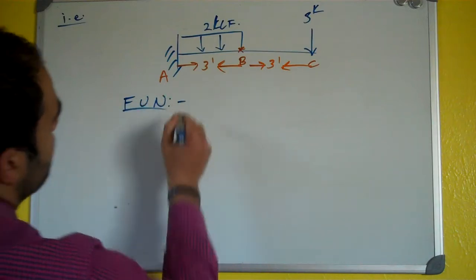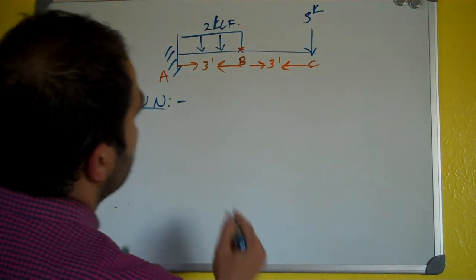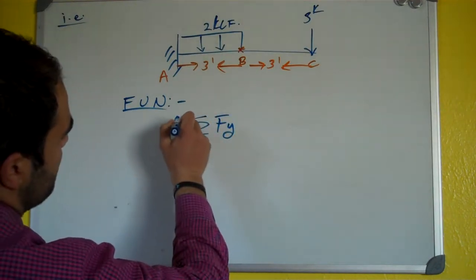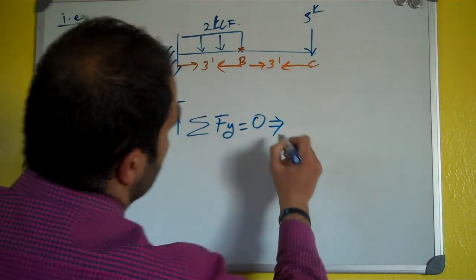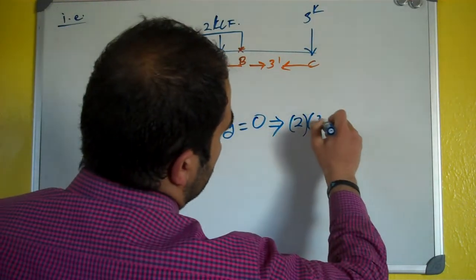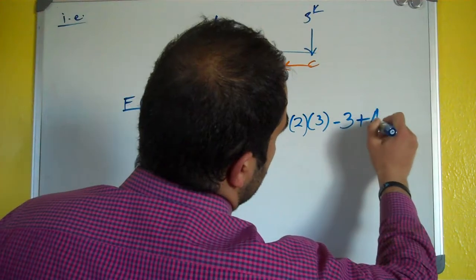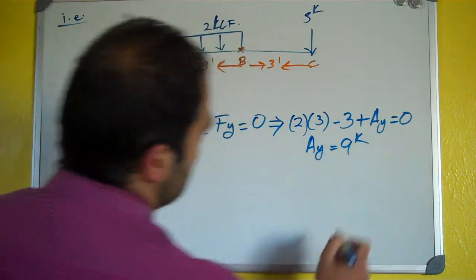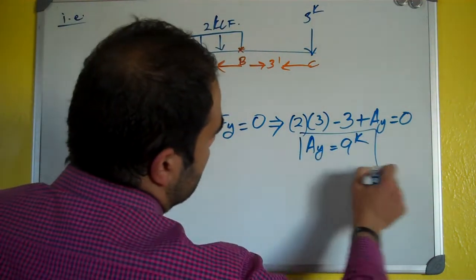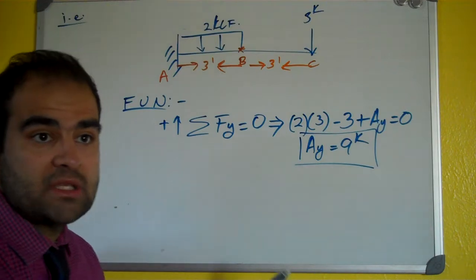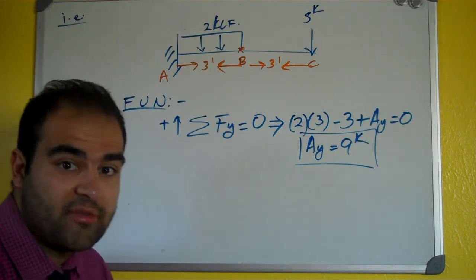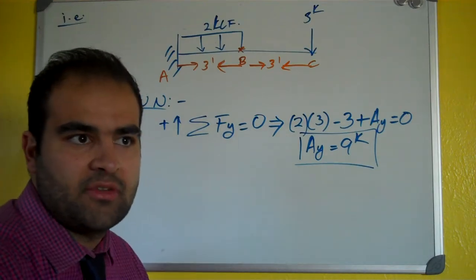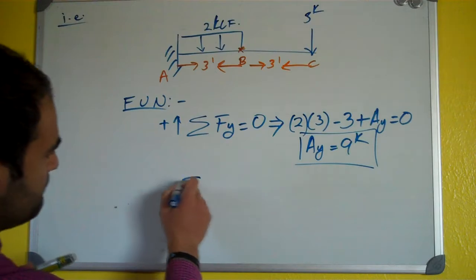Let's do it and find out what the reaction at A would be. So this is statics again. Sum of the forces in the y direction equals 0. That gives you 2 times 3 minus 3 plus AY equals 0, right? So AY equals 9 kips. If I make silly algebra mistakes, please let me know, because I don't typically prepare for the video.